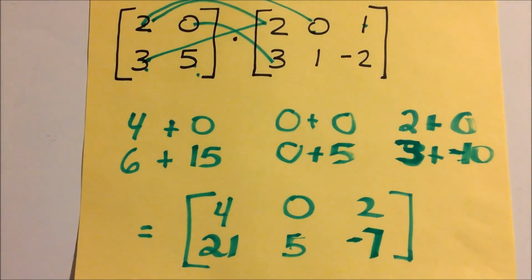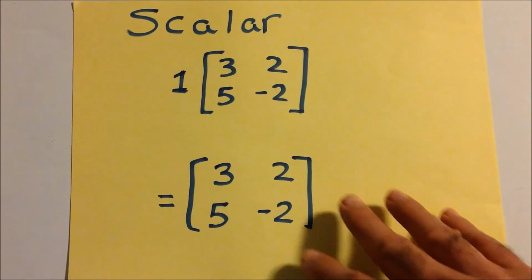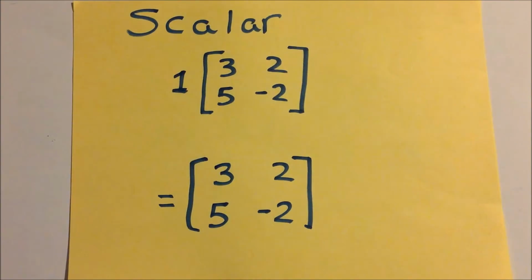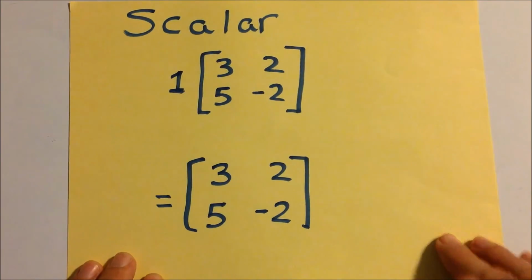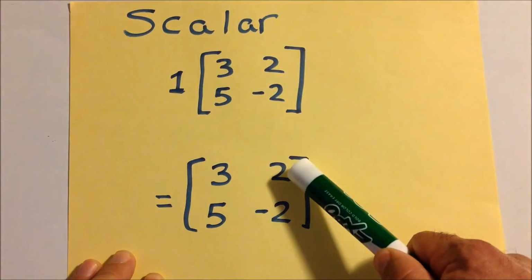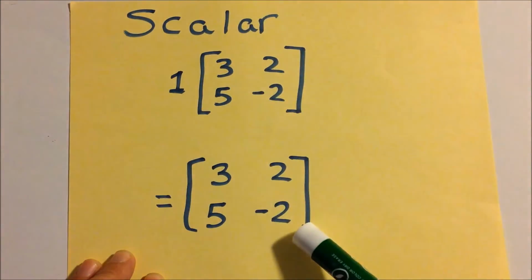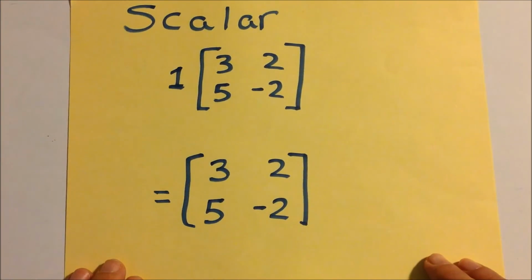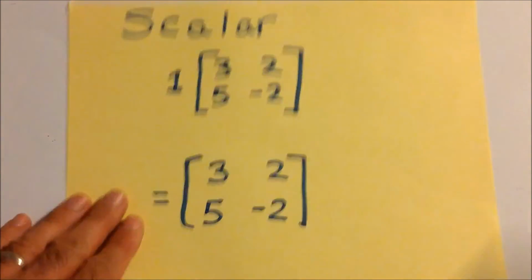Okay, now let's talk about scalar multiplication. All scalar multiplication is, is when we multiply a matrix by a real number, like 1, for example. And all we do is just multiply. We don't have to do that added step of adding. 1 times 3 is 3. 1 times 2 is 2. 1 times 5 is 5. And 1 times negative 2 is negative 2. There it goes. So scalar multiplication only has one step. See if you can do this one.